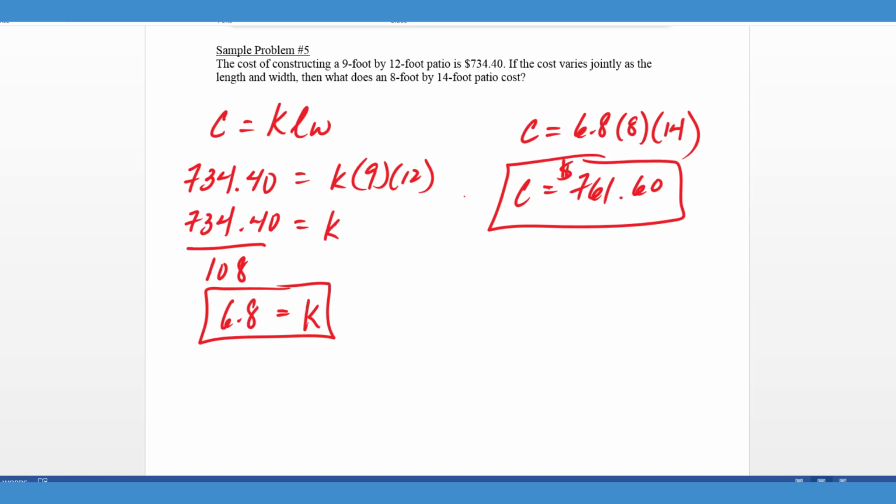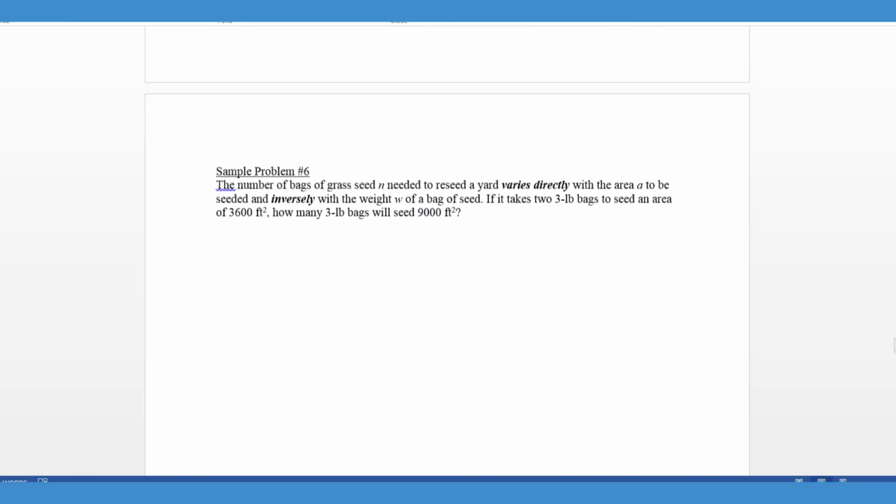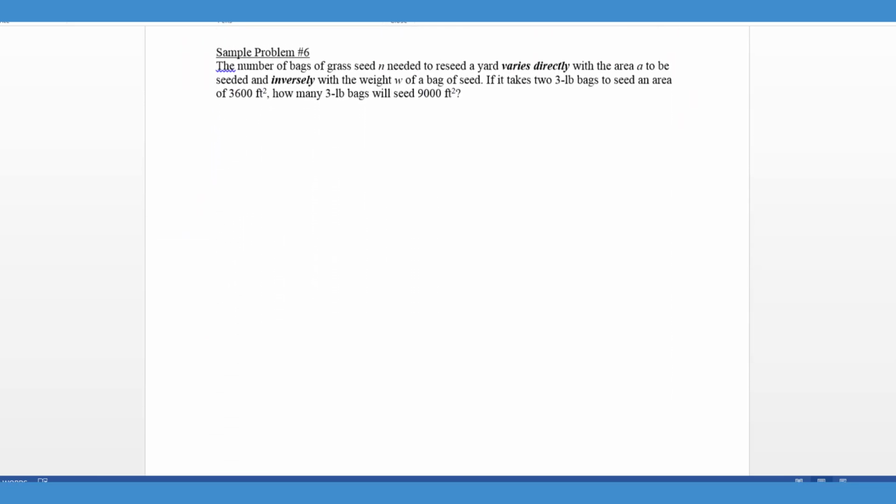Alright, very good. So hopefully, if you haven't yet, go ahead and try sample problem number 6 and then come back and take a look at that. Alright, so we have a little bit more going on here. We have a direct variation and we have an inverse variation, and so we need to apply some values or some variables to each of these parts.